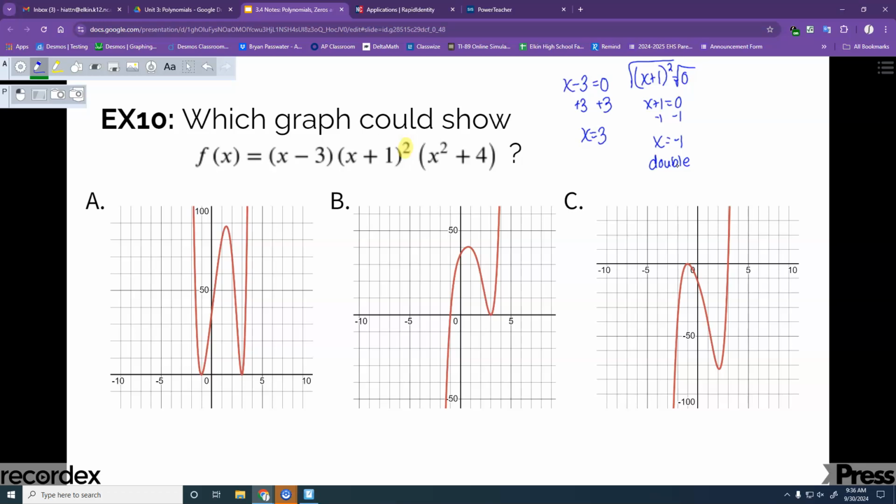So let's look at our options right here. This is negative 1, this is 3. What does it look like both of those are on this graph? Those are both bounces, both of them double roots.